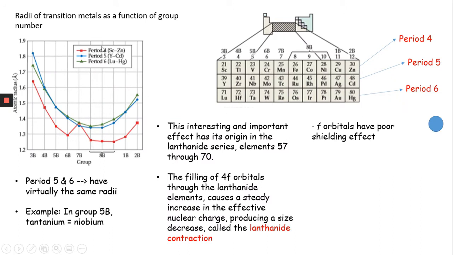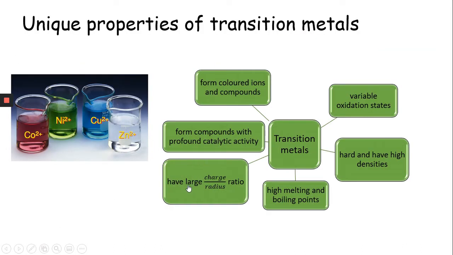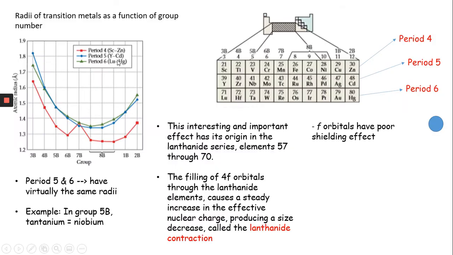Okay, let's take a look at the third property, which is having a large charge to radius ratio. If you look at this graph, it represents the radii of transition metals as a function of group number. From this graph, you can see that there are 3 lines here. The red line represents period 4 transition metals, the blue line represents the period 5 transition metals, and the green one represents the period 6 transition metals.